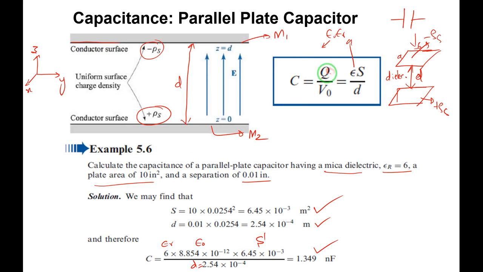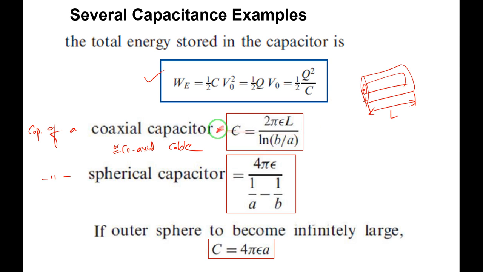C equal to Q by V naught. What is the surface charge? We can find it out and substitute here. What is the potential difference? We can apply this basic definition: V is equal to minus integration of E dot dl, from the initial position to the final position. But we will not see the derivation. We can find out Q and the potential V, substitute here, and get this formula directly.